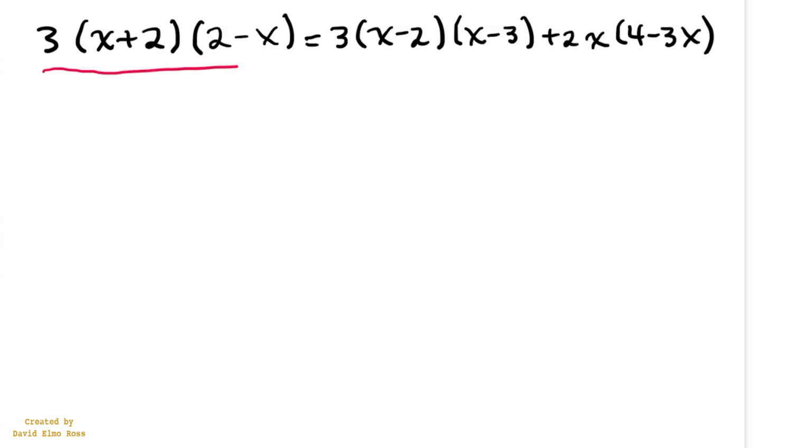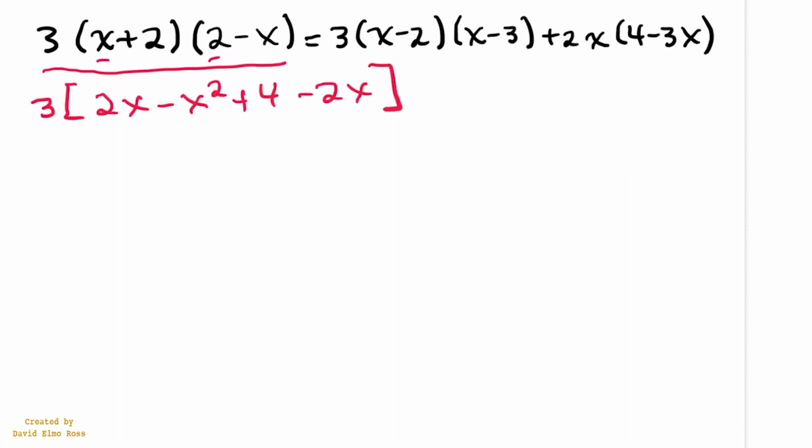So let's take this first and simplify this. So let's put 3 square bracket and then figure out from the FOIL rule that this is x times 2, so that's 2x. Outer is going to give us minus x squared, and then inner is going to give us plus 4, and then outer is going to give us minus 2x. So that's on our left side.